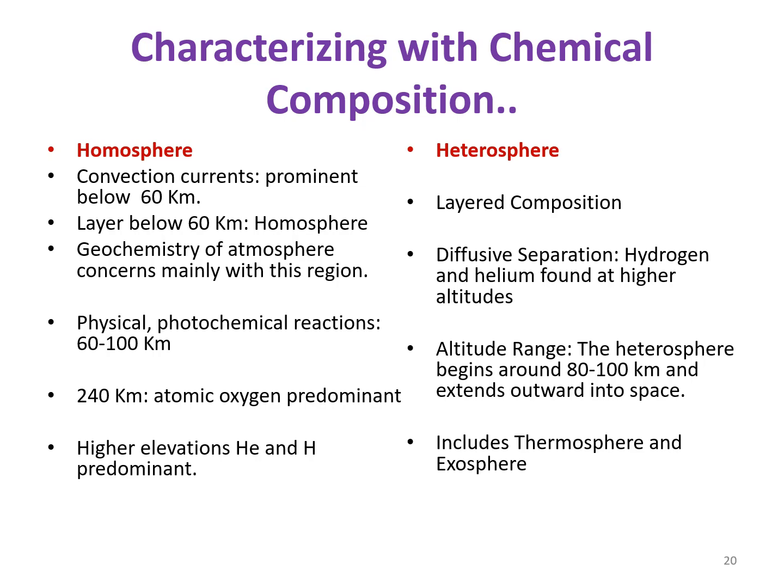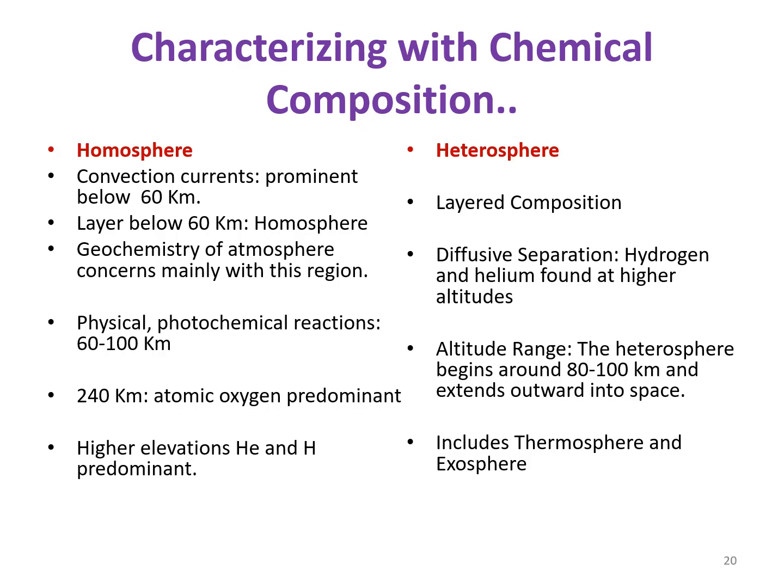Coming to the heterosphere, it has a layered composition. Above the homosphere, the heterosphere exhibits a layered structure with distinct variations in the composition of gases. In the heterosphere, gases are separated by diffusion, with the lighter gases like hydrogen and helium found at higher altitudes. This is known as diffusive separation. The heterosphere begins around 80 to 100 kilometers and extends outwards into space. This is the altitude range of the heterosphere.